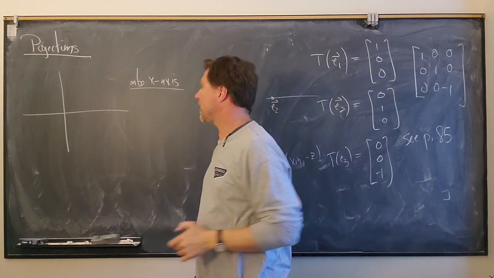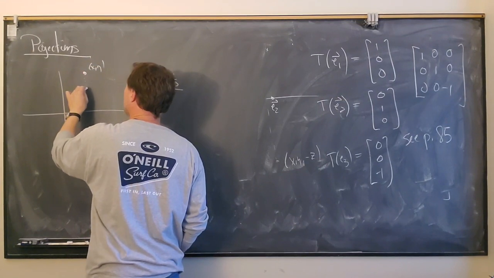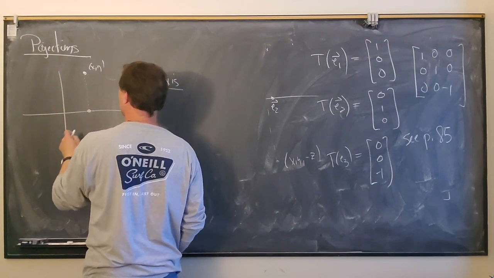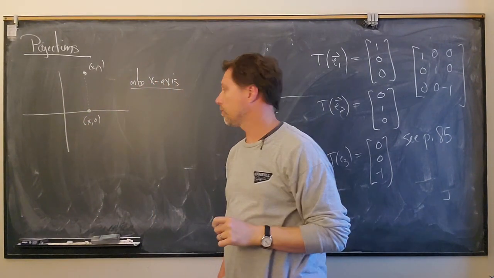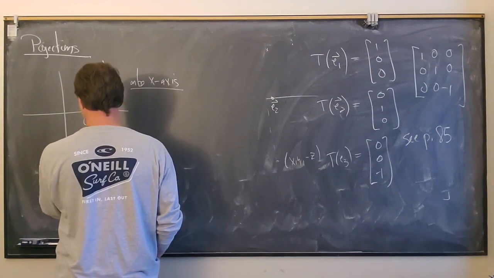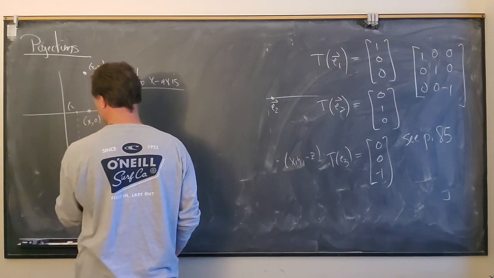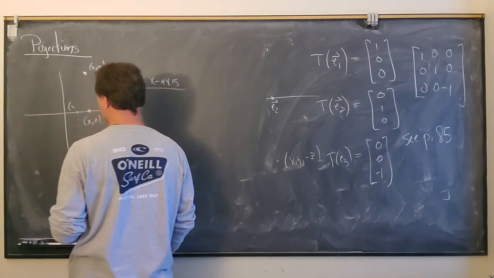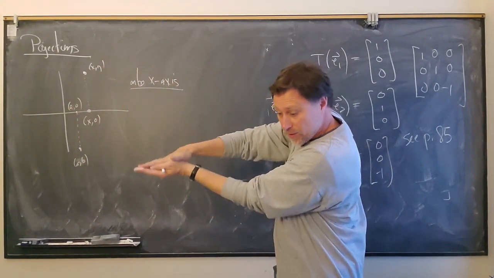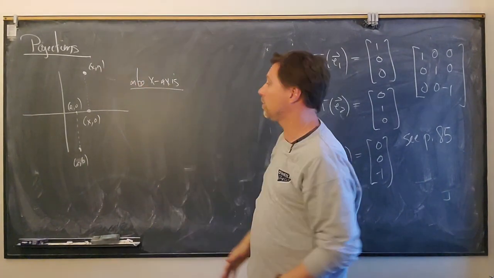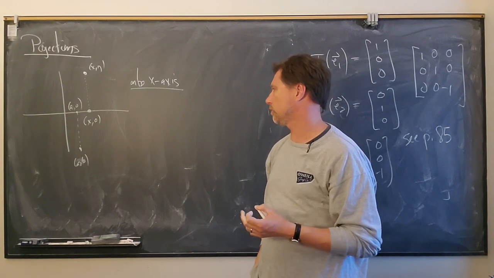What that does is it takes any point in the plane, x comma y, and it sends it straight down to the point x comma 0. If it was below the x-axis, it's still a point, let's call it A, B. That will go to the point A comma 0. So it smashes everything straight down or straight up to the x-axis. That's called projection, sometimes orthogonal projection.